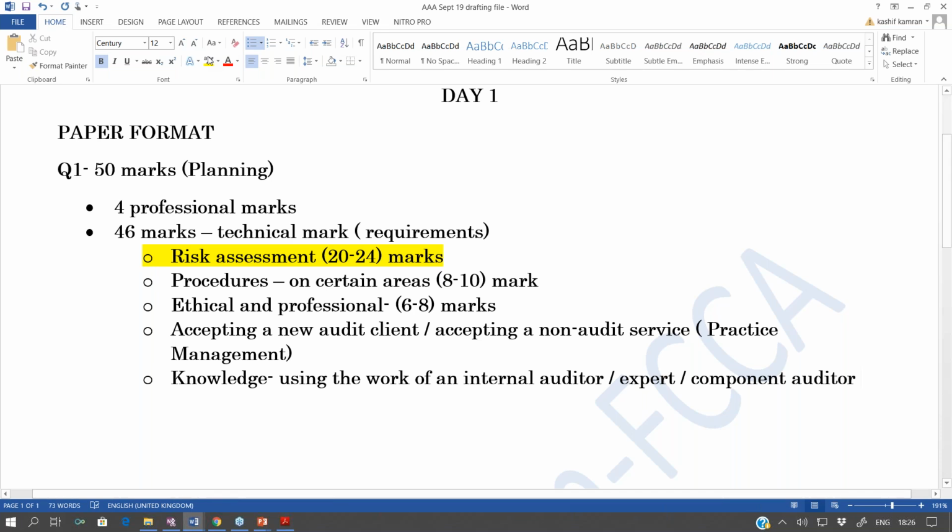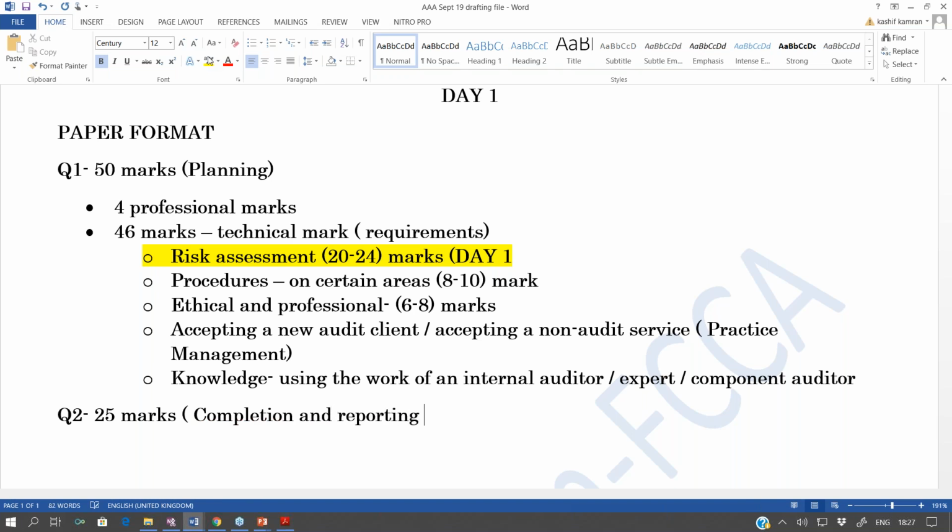Okay, now let's look quickly at questions 2 and 3 so that you have a fair idea. So on the very first day, day 1, we are doing risk assessment, right? Question number 2 is of 25 marks and it is set at the stage of completion and reporting. So this is not a question at the stage of planning. This is a question at the stage of completion and reporting. The examiner says that question number 2 is a completion question, a reporting question.